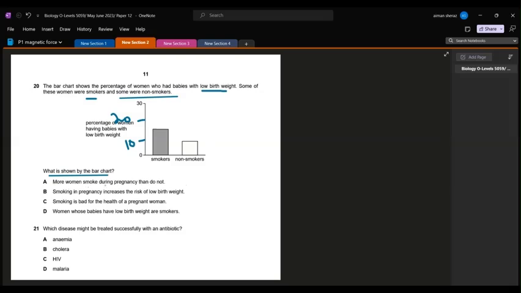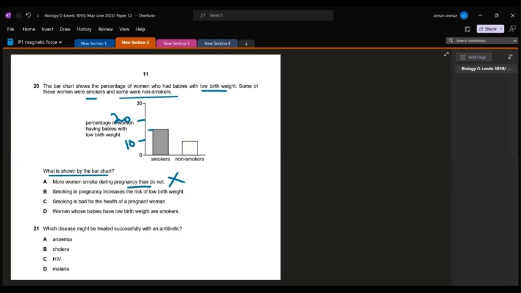So A, more women smoke during pregnancy than do not. Now this cannot be the answer. Why? Because we do not have any claim on that. We do not know whether they were smoking during pregnancy or was it before that. So that's not mentioned in the entire question, and it cannot be the answer.